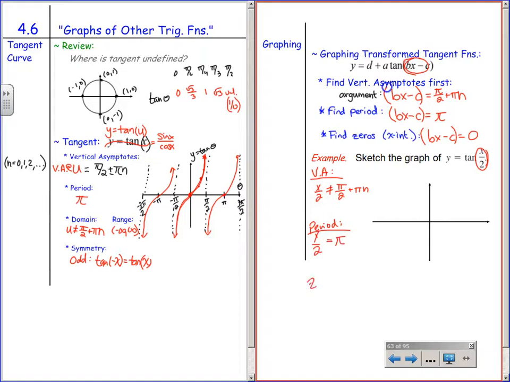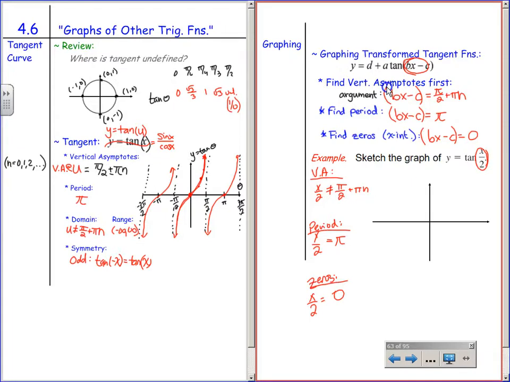And then for my zeros, I'm going to take x over 2 and set it equal to 0. If you want, you could technically switch the order and find the vertical asymptotes and the zeros and then the period, because the period tells me how far apart from 0 to 0 or asymptote to asymptote. But now let's go back and solve.